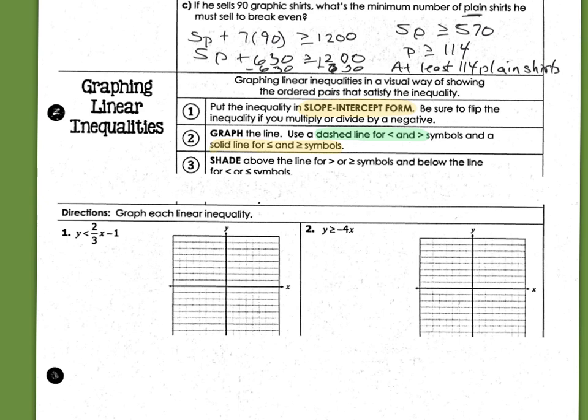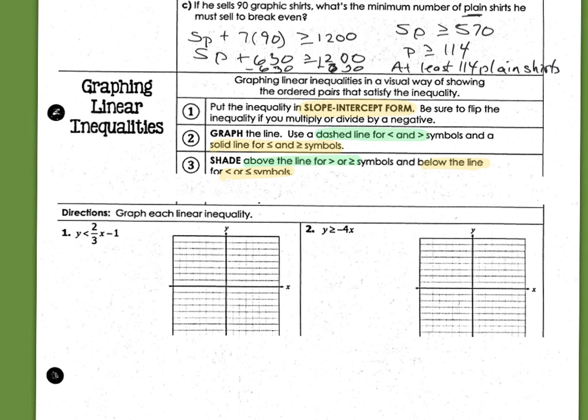Now the shading. For greater than, we shade above the line, and we'll go through this many times. And you shade below the line for less than or equal to. So no line under it is a dotted line, and a line under it is a solid line. But I'll show you some and it makes a little bit more sense.